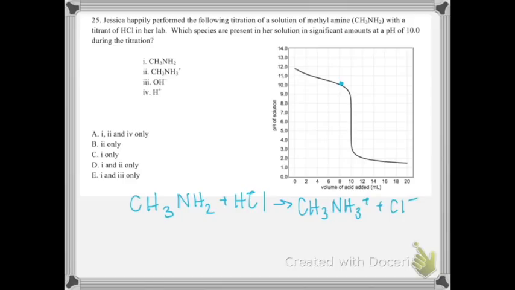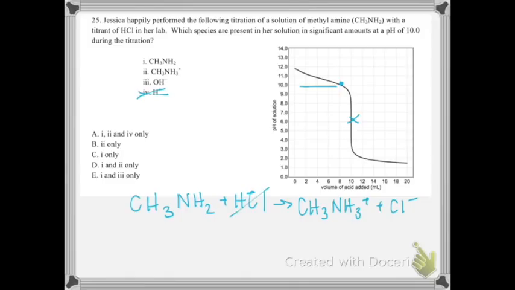Okay. So at a pH of 10, we're still basic, right? We're above 7. So there's no way that H plus is going to be present. Okay. And so the equivalence point is somewhere there. And so that would tell me that HCl is still limiting.